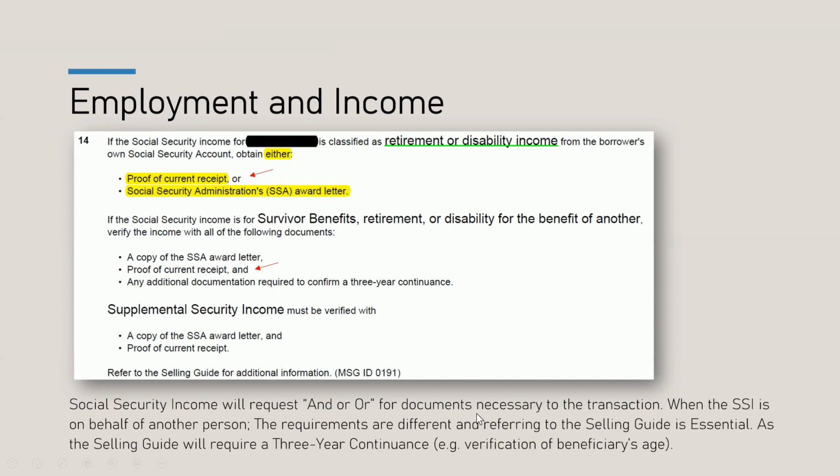How you can prove 3-year continuance can be a verification of the beneficiary's age. So when you're looking at Social Security income, if it's survivor's income, you are going to need to prove there's a 3-year continuance. Again, a way is maybe a birth certificate for the survivor's benefit. For the current, we don't necessarily always need to provide 3 months of bank statements showing the Social Security being deposited into the account. As long as we have the award letter and it's for themselves, we can accept that as well.